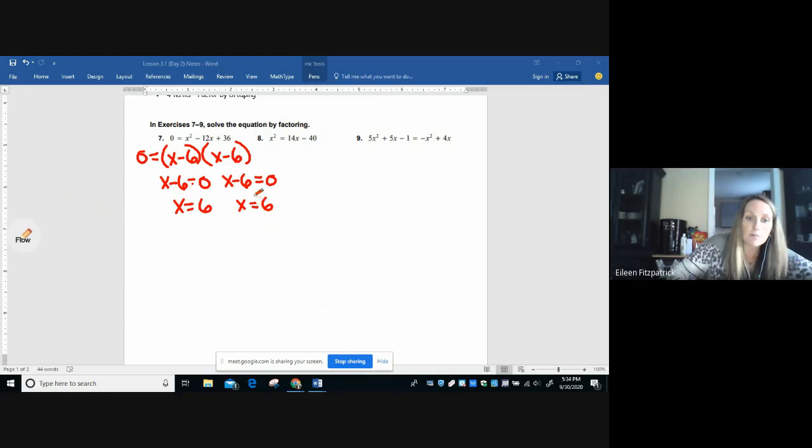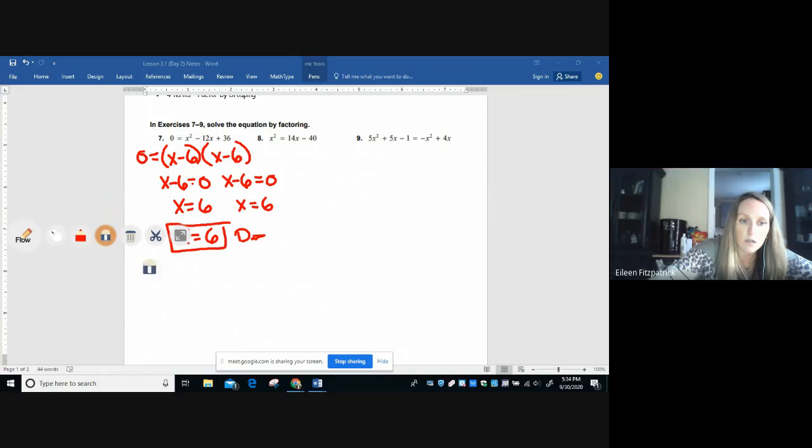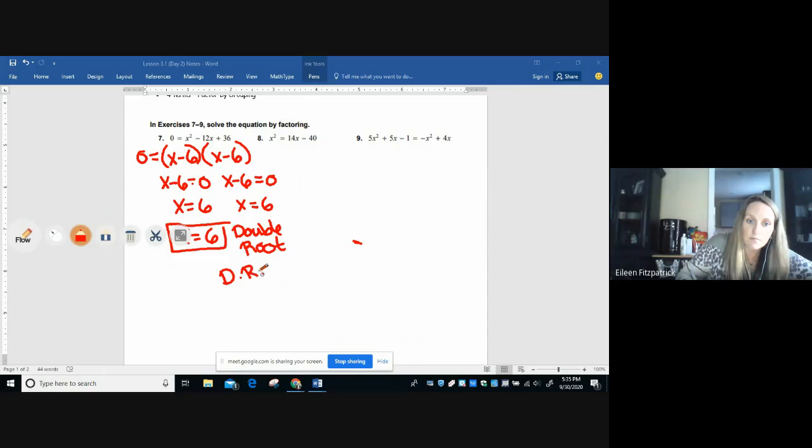Because it's a repeated answer, this binomial matches this one, we call it a double root. So x is equal to 6, and you can either write next to it just DR, standing for double root, or you can actually write the words out. Maybe for the first time, I'll write the words out if my pen wants to work. So it's a double root, which you can just write as D.R.